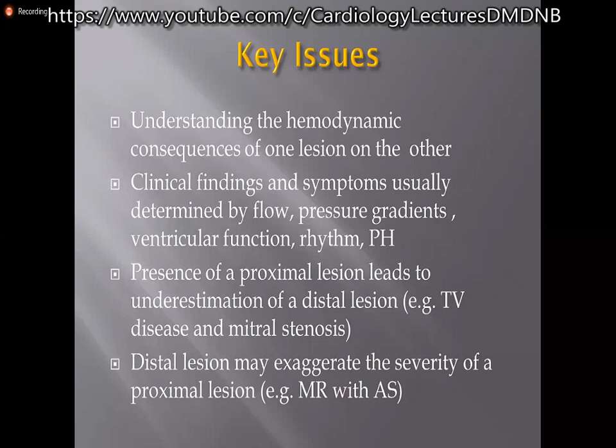The presence of a proximal lesion leads to underestimation of a distal lesion. For example, if a patient has a significant organic tricuspid valve disease, then you will normally have fewer symptoms of pulmonary venous congestion and fewer symptoms of pulmonary hypertension. And a distal lesion may mask the severity of a proximal one, for example aortic stenosis with mitral regurgitation. Because in severe AS, LV systolic pressure is very high. As a result, LV pressure is passively transmitted to the left atrium.